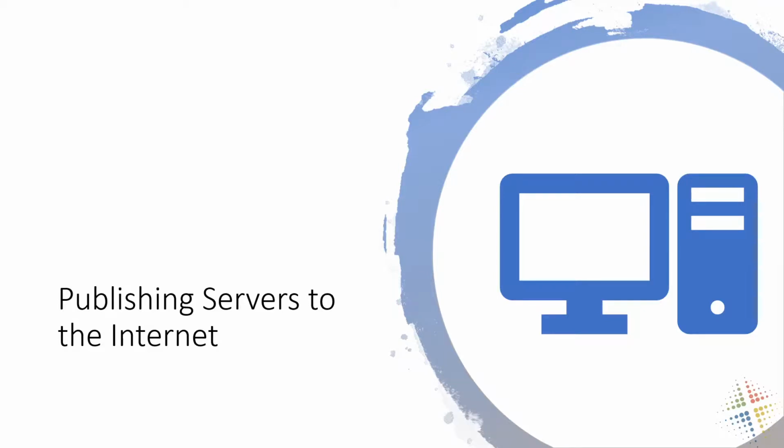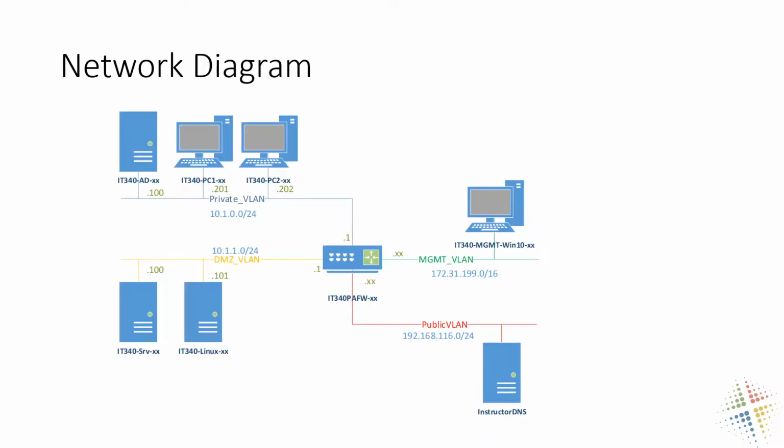In this video, I'm going to continue our discussion about the Palo Altos, and I'm going to talk about how to publish servers to the internet. Now, the first thing to probably clarify is what exactly do I mean by publishing servers? Well, here we have our network diagram, and in this network, we have a couple of servers down here that are in our DMZ. DMZ is normally where you would host something that needs to be accessed both internally and externally. And that's exactly what we have.